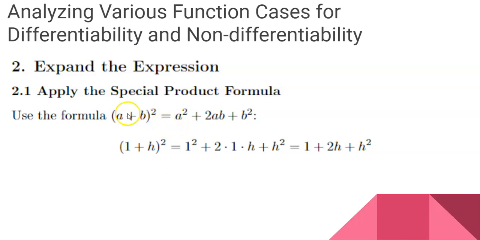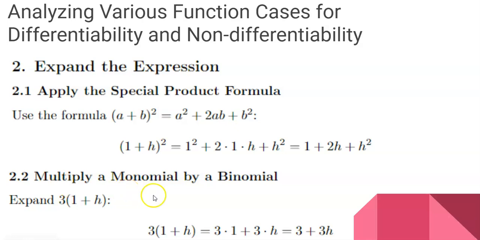Then step number 2, expand the expression. So first, we apply the special product formula. We use the formula (a + b)² = a² + 2ab + b², where a is equal to 1 and b is equal to h. Substitute a with 1 and b with h. We have (1 + h)² = 1² + 2 times 1 times h + h², which is equal to 1 + 2h + h².